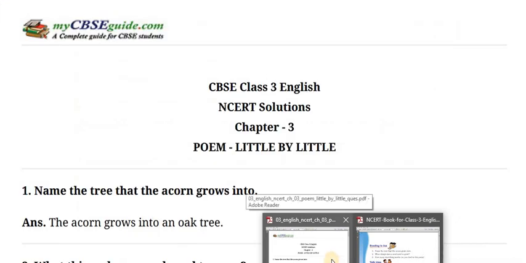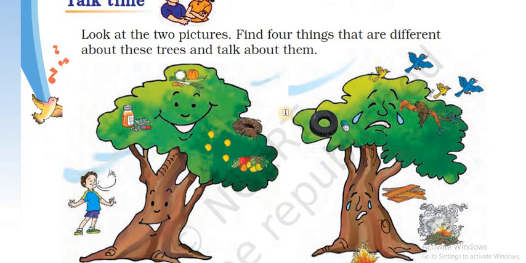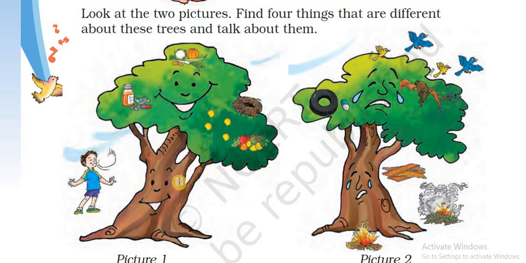Now, look at this picture. Talk time. Look at the two pictures. Find 4 things that are different about these trees and talk about them. In the first picture, the tree is looking very happy. In the other picture, the tree is looking very sad. The first picture shows that trees give us fruits, medicines, vegetables, and birds make nests in the branches of the tree. In the other picture, we are burning wood and hurting the trees. Some children are throwing stones at the tree, so birds are not sitting on the trees. So this tree is very sad. But the first tree is very happy.